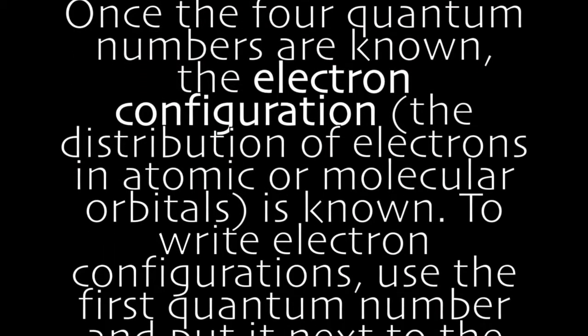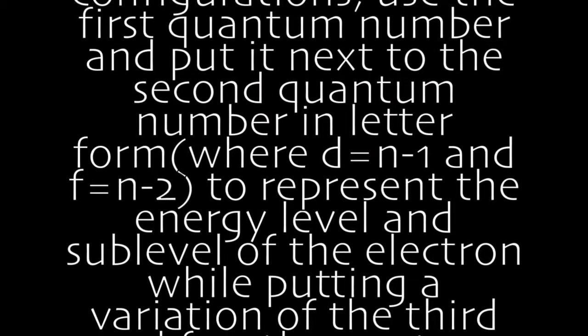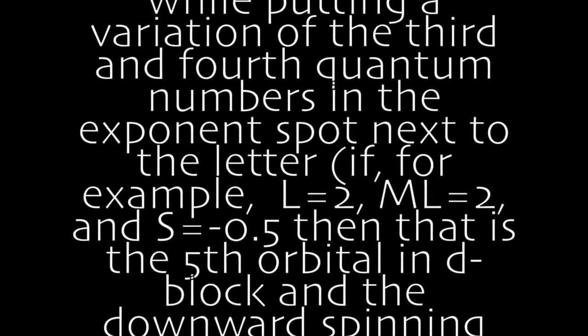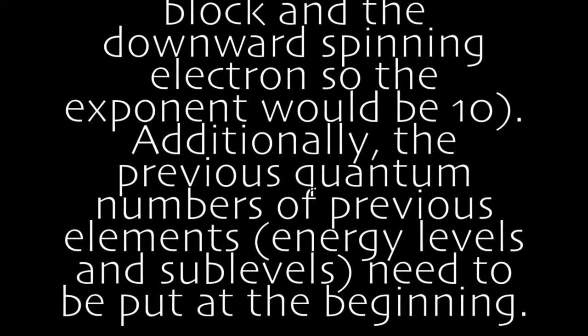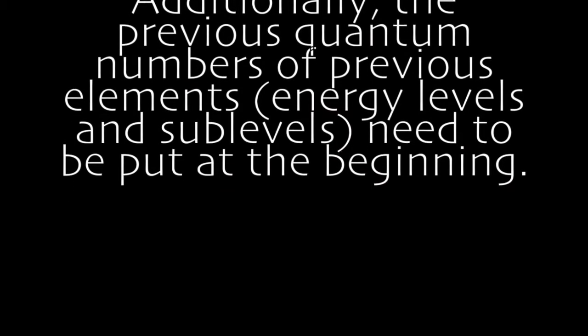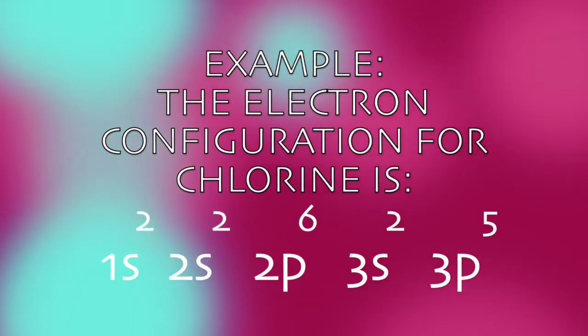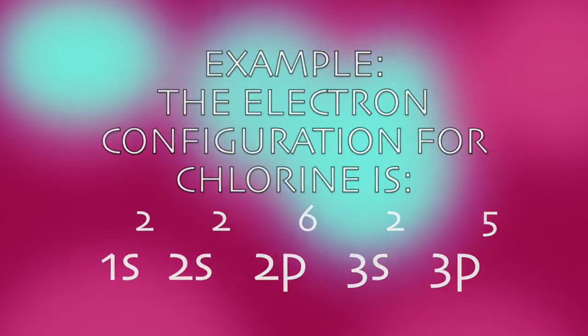To write electron configurations, put the first quantum number next to the second quantum number in letter form, and then put a variation of the third and fourth quantum numbers in the exponent spot of the letter. Additionally, put the configurations of other elements previously at the beginning. For example, chlorine's electron configuration is 1s2, 2s2, 2p6, 3s2, and 3p5.